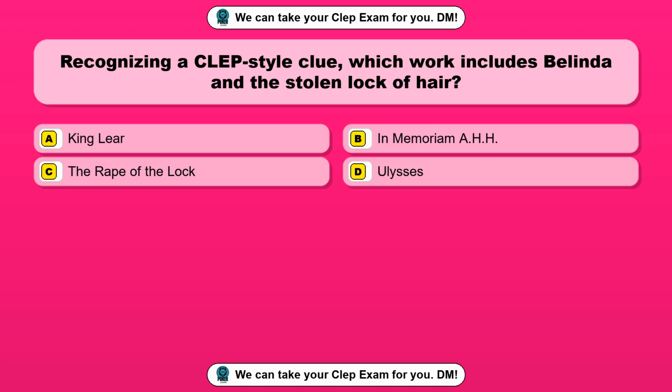Question 45. Recognizing a CLEP style clue, which work includes Belinda and the Stolen Lock of Hair? Option A, King Lear. Option B, In Memoriam A.H.H. Option C, The Rape of the Lock. Option D, Ulysses. The correct answer is option C, The Rape of the Lock.